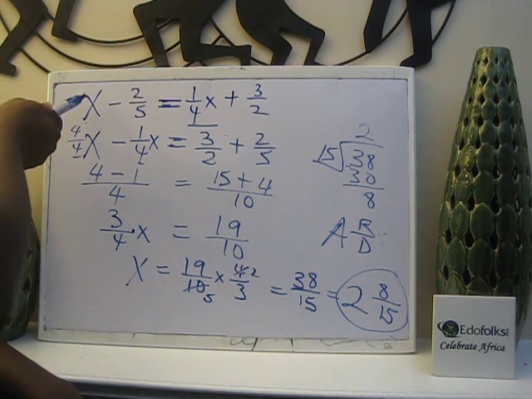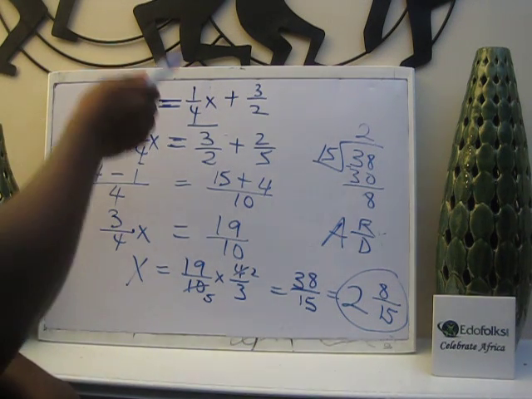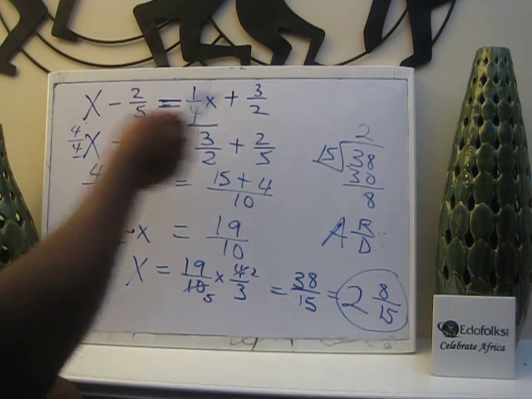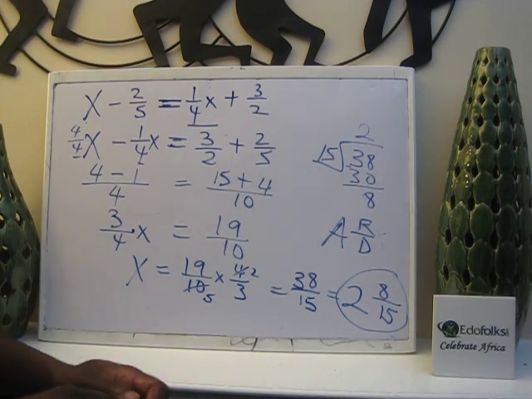So if you put 2 8/15 here, and you put 2 8/15 here, they must be equal to one another.